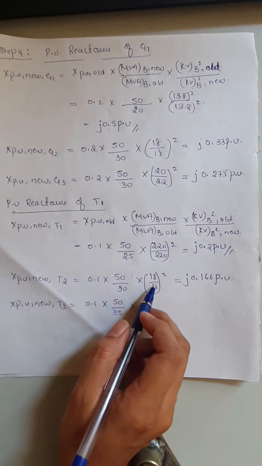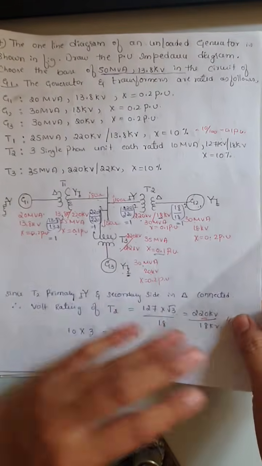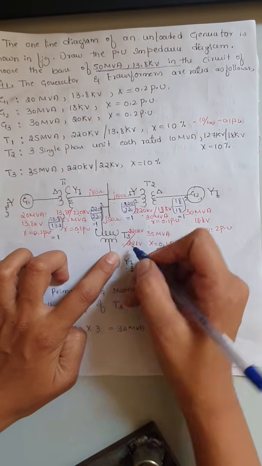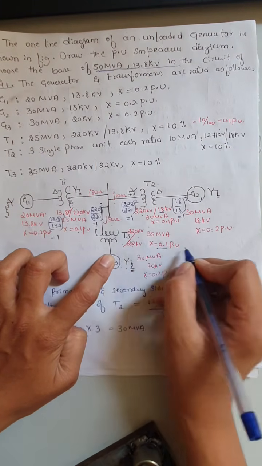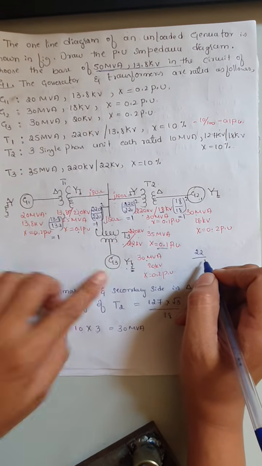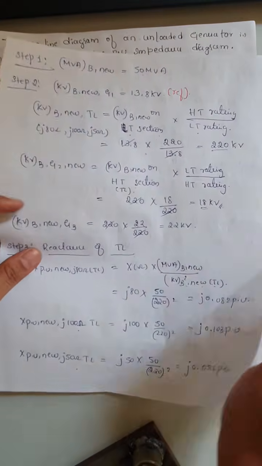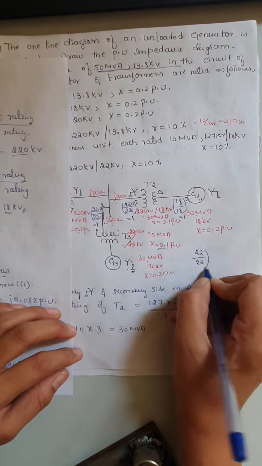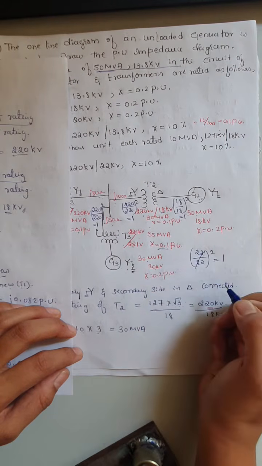Multiplied by, again cross check for the primary as well as the secondary side. So now I'll consider the primary side. The primary side is 22 kilovolt, and this will be the old value, connected to generator G3. So what is the new value of the generator G3? That is also 22 kilovolt. So 22 by 22, we'll get the same answer as 1.